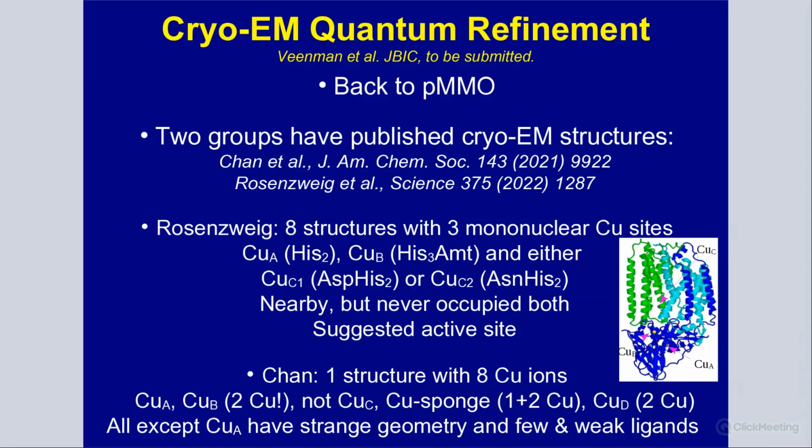In refinement, we go back to PMMO, and there are two groups that recently have published cryo-EM structures for PMMO. That's the Rosenzweig group, who did the crystal structures, and they always see 3 copper sites there: the kappa B site we looked at before, kappa A, which has 2 histidines, and the kappa C, which they now believe is the active site.